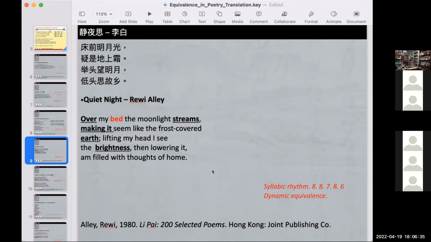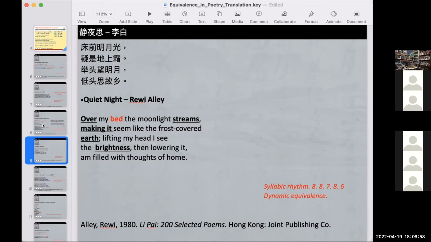But why he did that? Because of the syllabics. When we see that, we should realize if the accents are not so clear, if it's not accentual, then we know that it's syllabic. That's why you see it's 8, 8, 7, 8, 6. And he rendered it in 5 lines, not 4. 5 lines. So this is dynamic.